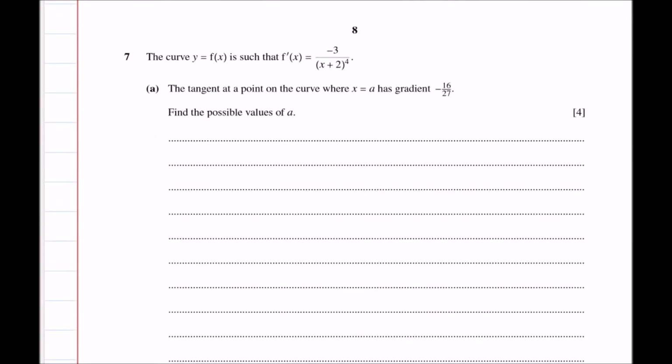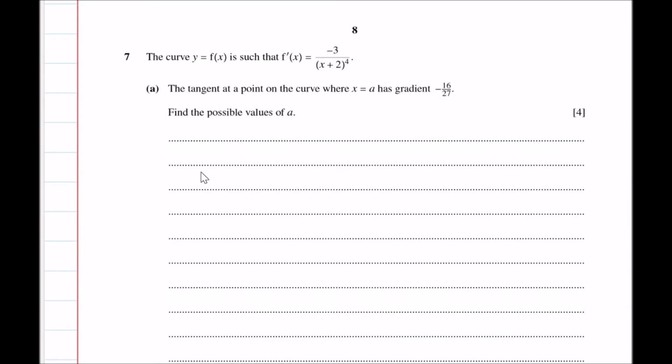Now question number 7. Here it says the curve y equal to f(x) is such that f dash x equal to minus 3 by (x plus 2) raised to the power 4. Here f dash x means differentiation given for the function. That is the gradient function. The tangent at a point on the curve where x equal to a has gradient minus 16 by 27. So find the possible values of a.